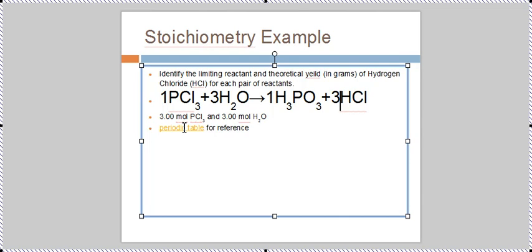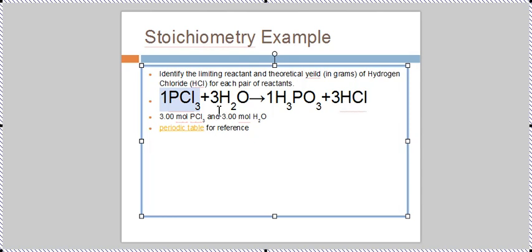Like, one of them will limit how much you can actually make in the end. Now the question is, is it the water or is it the phosphorus trichloride, the PCl3? And the only way to figure that out is to actually experiment on both of them. So what you kind of do is this. You test out the phosphorus trichloride first, and you say, let's assume we have more than enough water to make this reaction happen. And then you figure out how much hydrochloric acid you'll get.